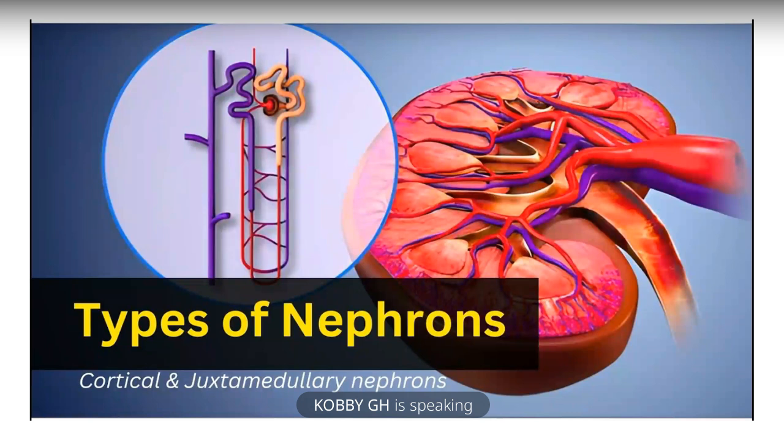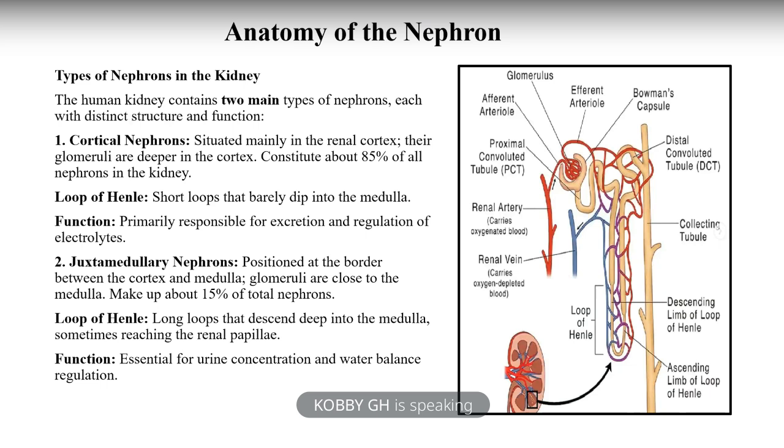By the end of this video, you should be able to explain what a nephron is, identify the two types of nephrons, describe their structural differences and also explain their functions. And more importantly, you should understand why juxtamedullary nephrons are so important when it comes to the concentration of urine. So let's get started.